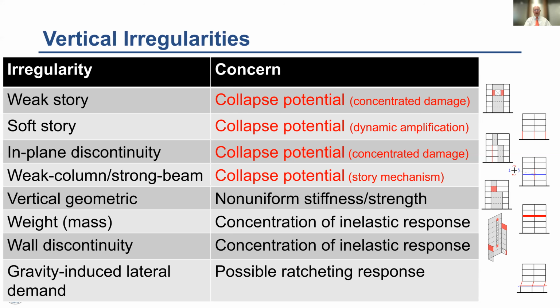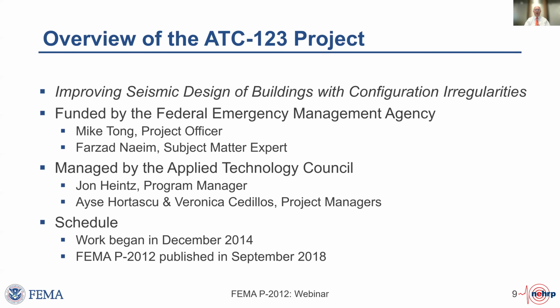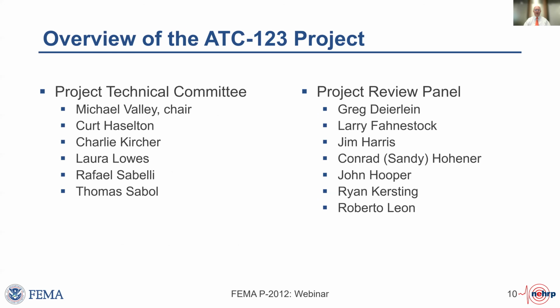So with that background on what are horizontal and vertical irregularities and some cartoons to maybe help you understand what they are, let's talk a little bit about the ATC 123 project that led to the publication of FEMA P-2012. So this was funded by the Federal Emergency Management Agency, and the project was managed by the Applied Technology Council, who's hosting this webinar today. We did the work primarily in 2015 through 18. You'll see on the next slide some key participants.